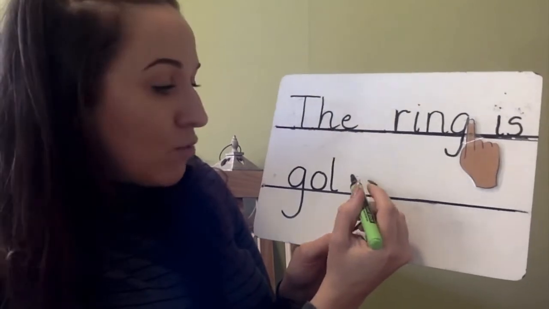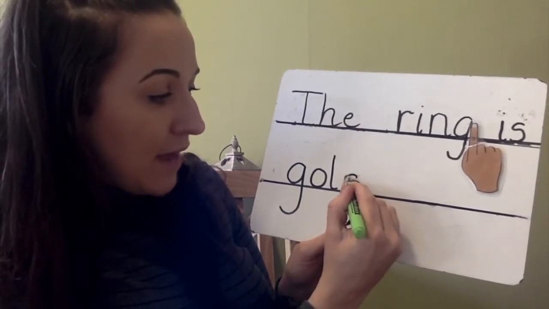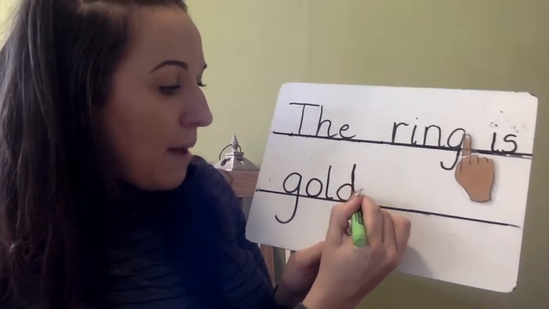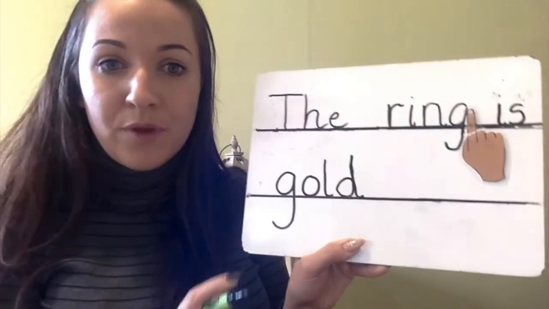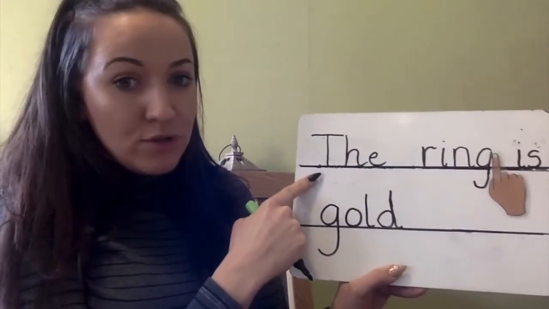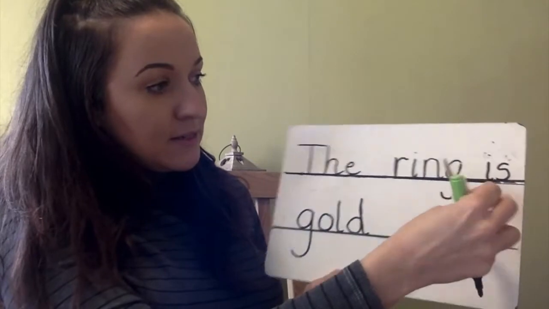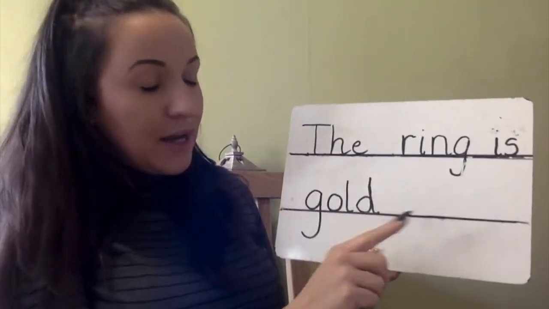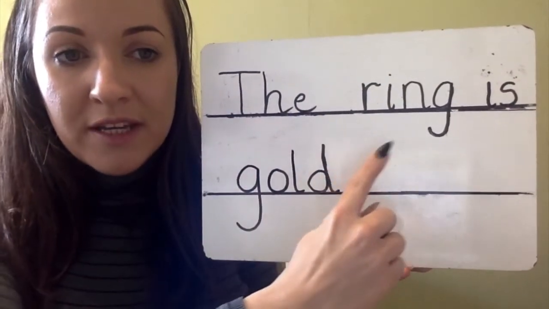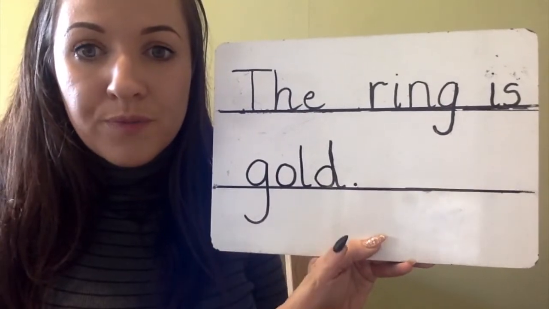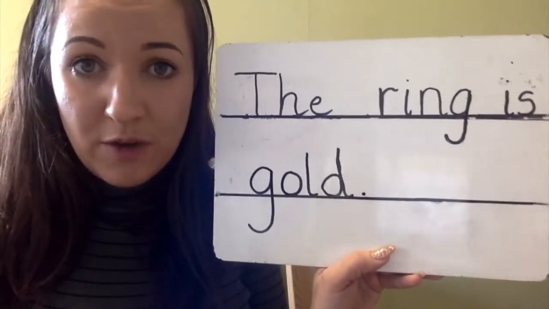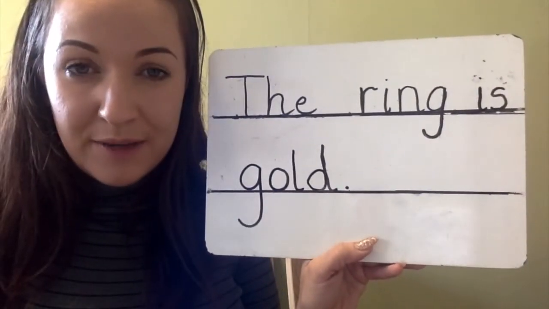Be very careful not to get this one back to front. Curl around the caterpillar onto the line. Up, up, up, up. Tickle the top and back down. And give him a tail. The ring is gold. I have a capital, finger spaces, letters on the line. I just need to remember my full stop. The ring is gold. Can you put the sound buttons on each word in your sentence? And maybe you could think of your own sentence to write about a ring.